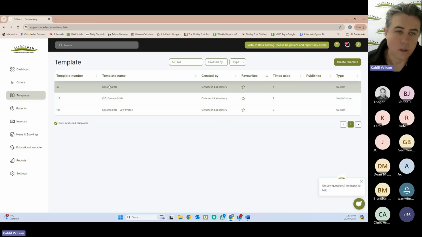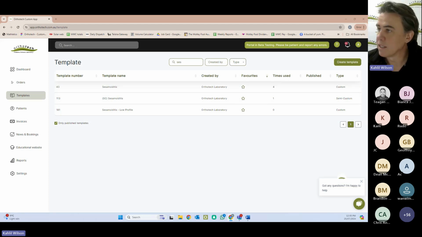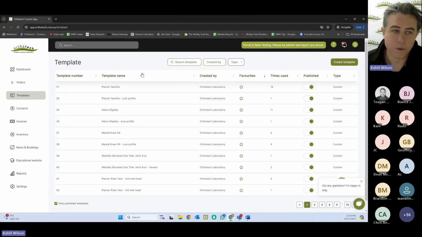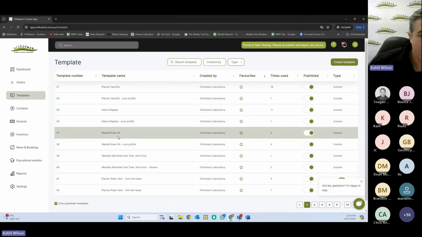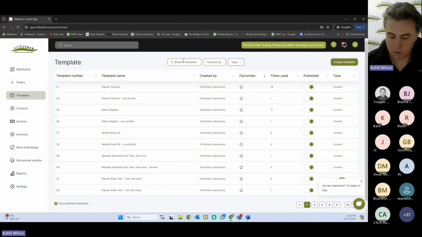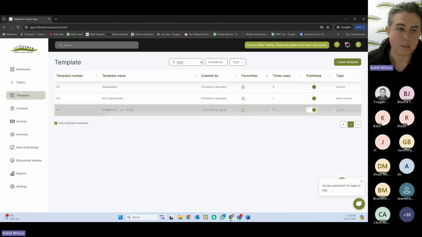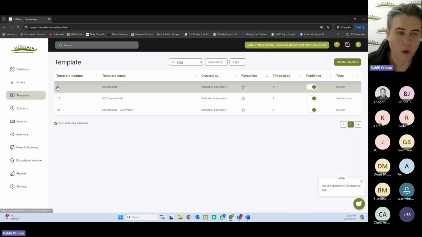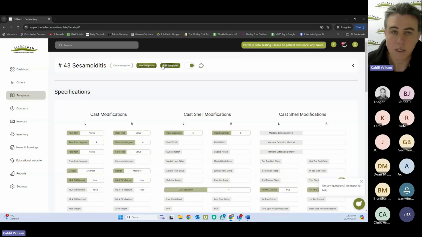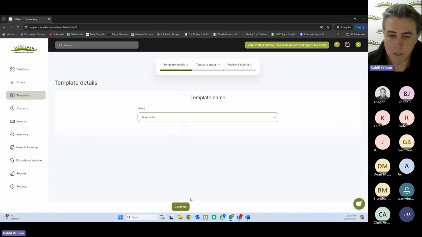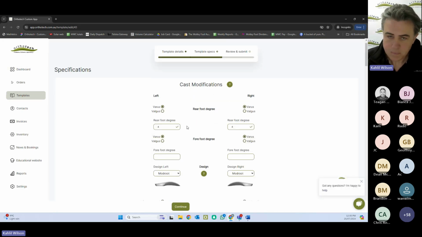So in order to use the templates, you click on the template number there. It's a little bit faster to use our internal portal, so I'm just going to use our internal portal. So sesamoiditis, we'll touch on low profile in a moment. So click on the template number. You can clone it or use it. I'm going to edit it just because it gets me in there nice and quickly.